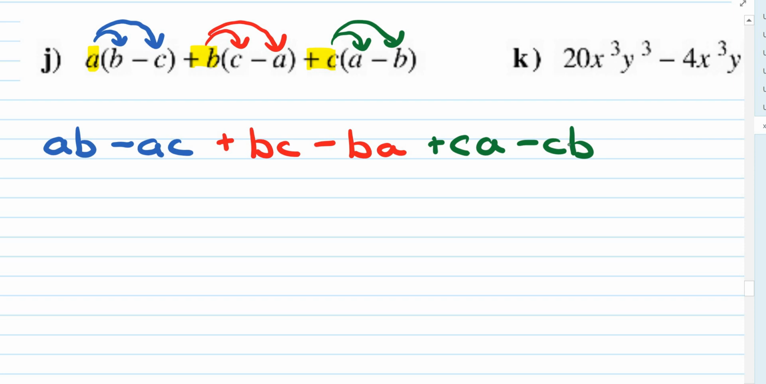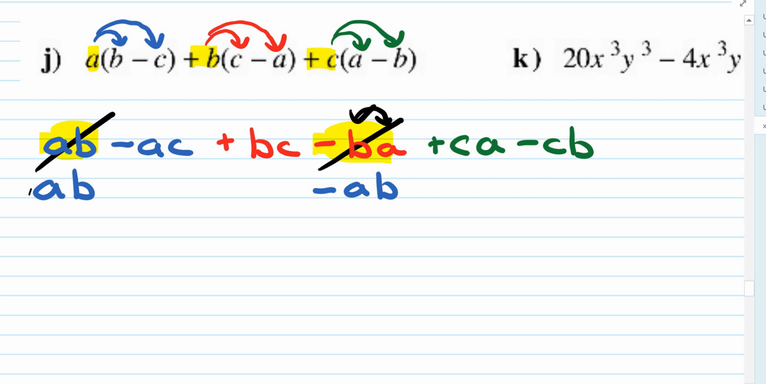Okay, so what we're going to do now is look for places where we can simplify. So I have an AB here, and I have a negative AB here. And if you think about this, this is positive AB, and this is really negative A times B, right? So I can just flip the terms around. So it turns out that this term and that term just cancel out. So the first two terms cancel out.